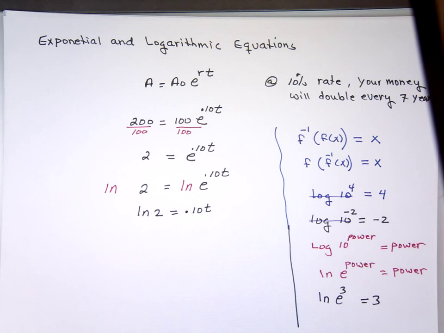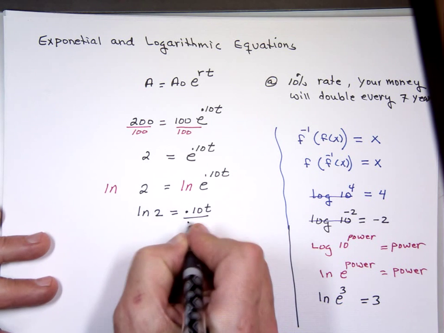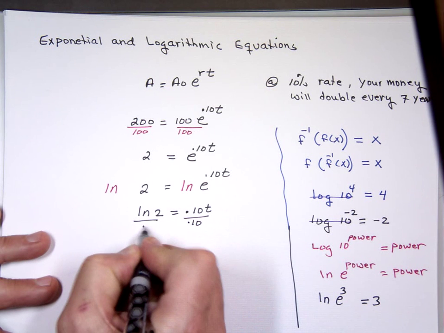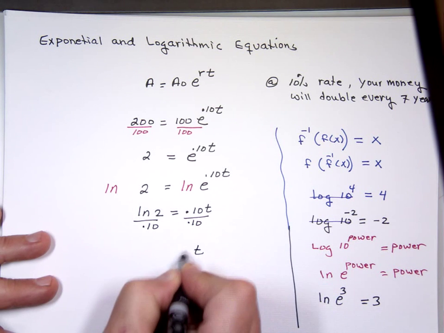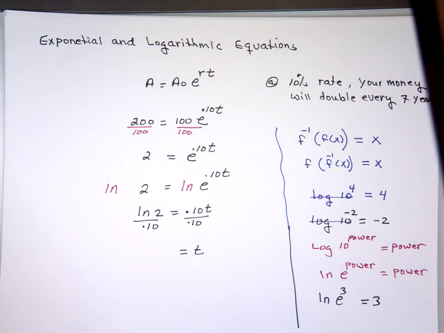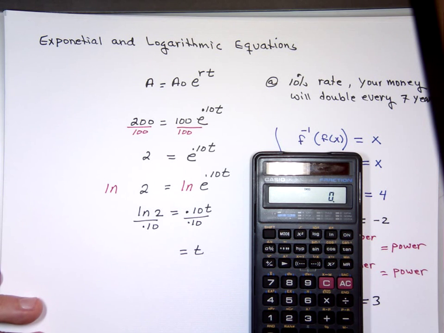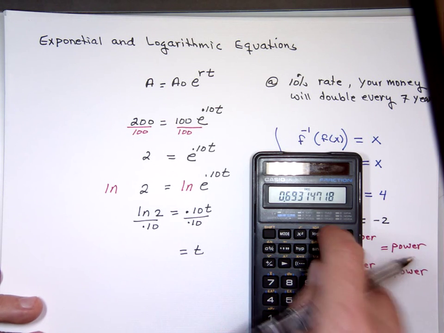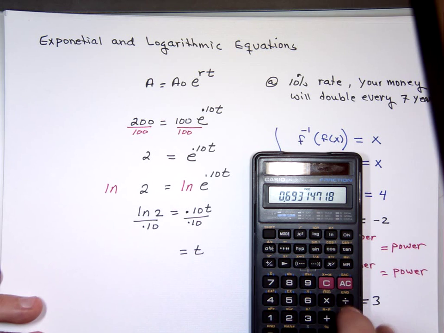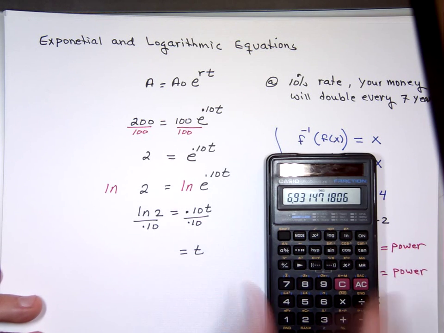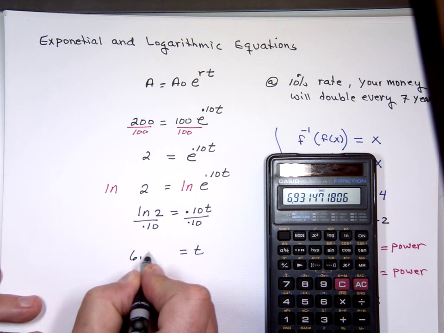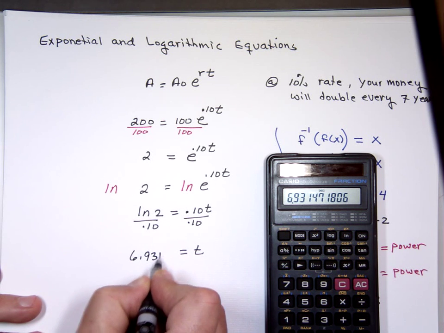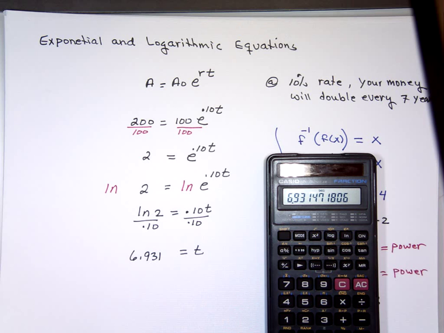What do we do to solve for t? Divide by 0.10. So let's go to your calculator. Take 2, the natural log of that. Now divide it by 0.10 equals. And what's the answer? 6.931 years. Your money will double every 6.93 years.